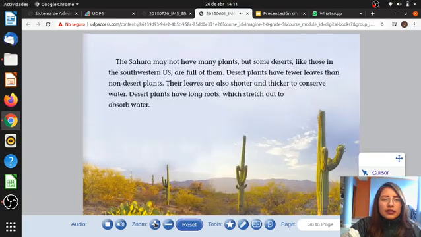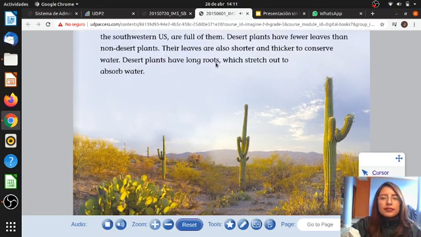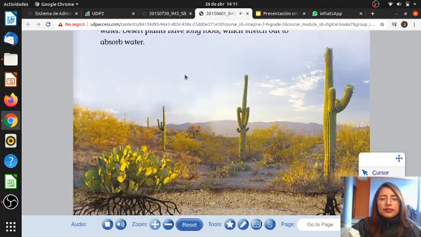The Sahara may not have many plants, but some deserts, like those in the southwestern U.S., are full of them. Desert plants have fewer leaves than non-desert plants. Their leaves are also shorter and thicker to conserve water. Desert plants have long roots which stretch out to absorb water.